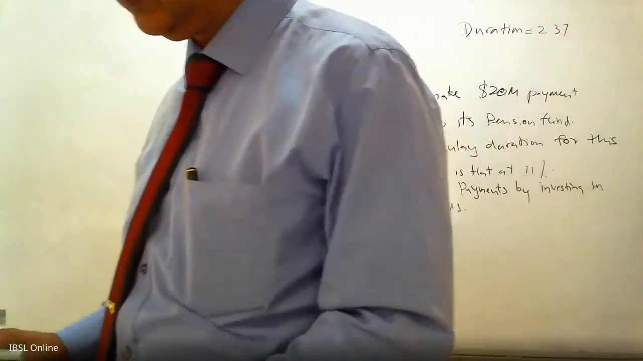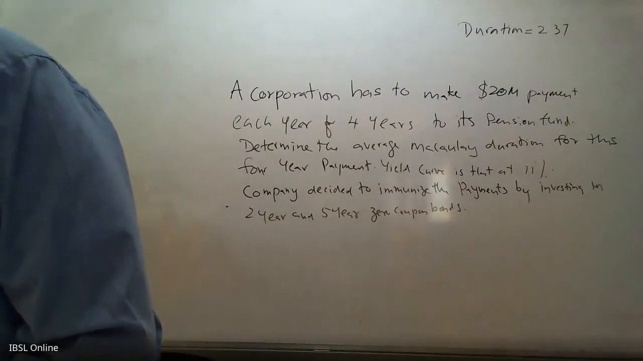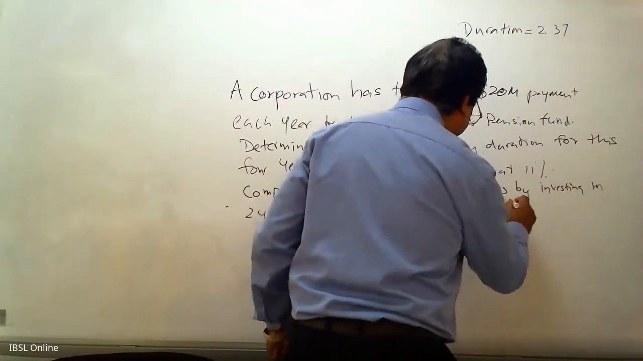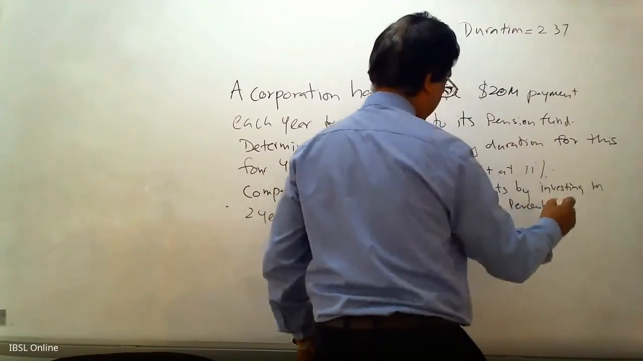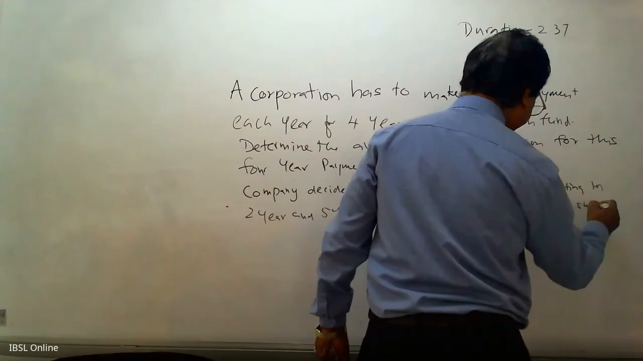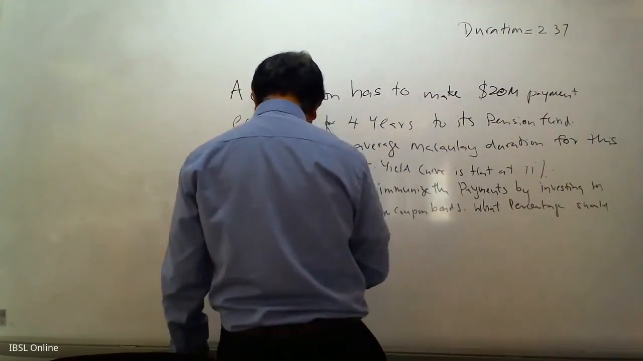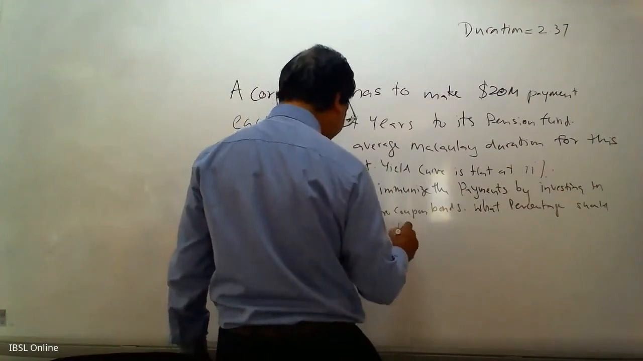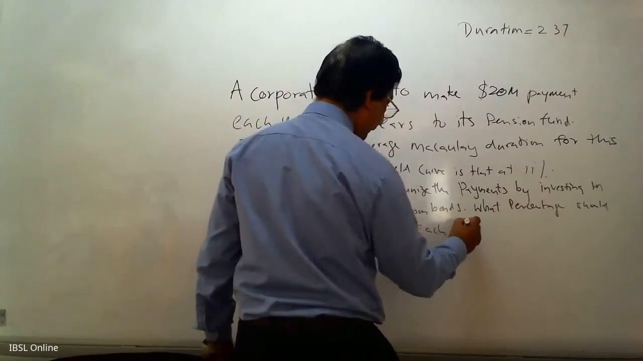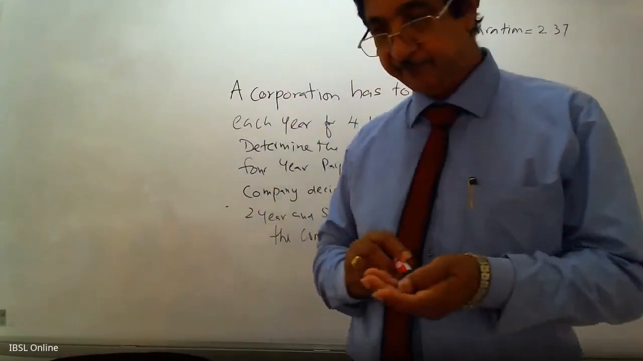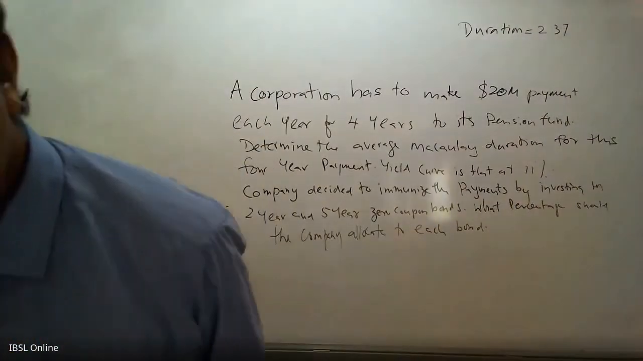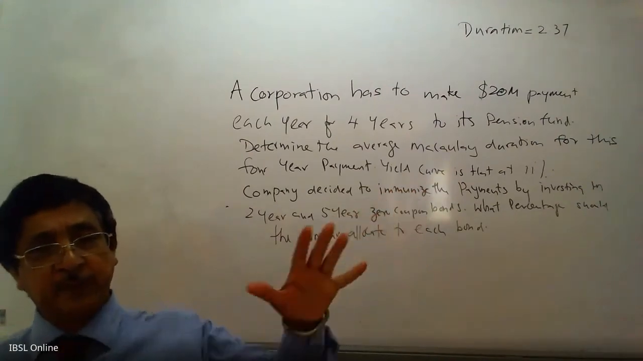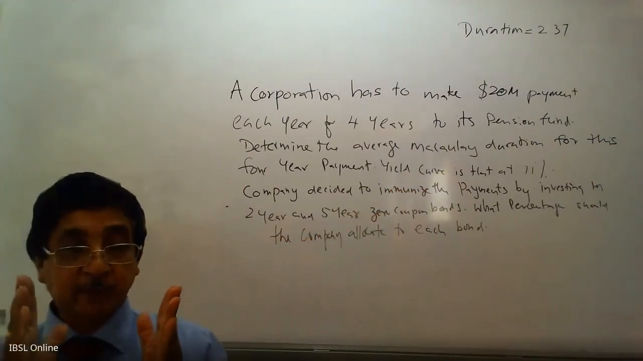Then you need to find what percentage should the company allocate to each bond. So this is the thing. Now, why I have just put it this way, because I want to just give you the real process.